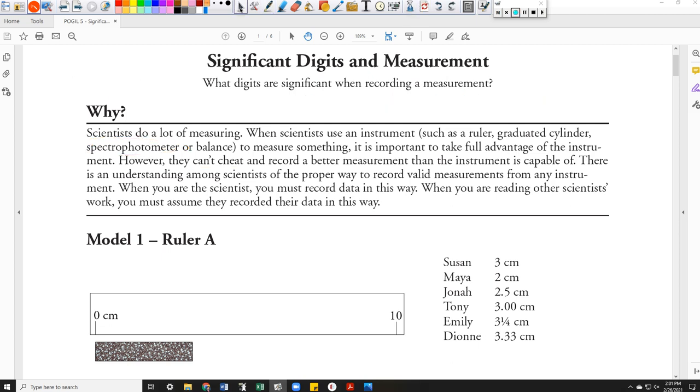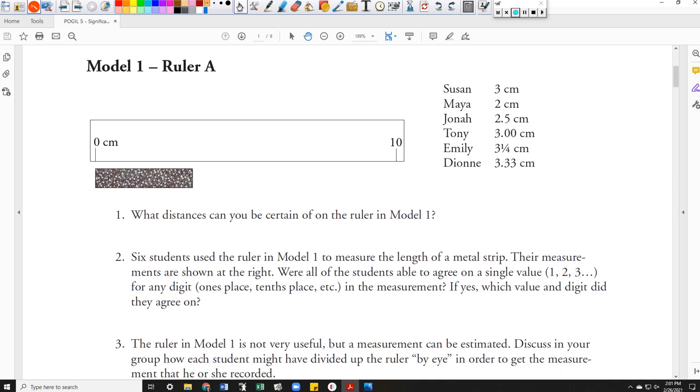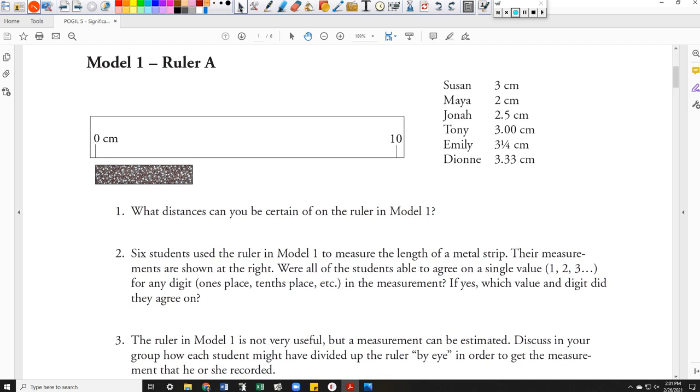So this little model gave you an example of using a ruler. If I handed you that ruler and said, measure the width of your desk, is that a good ruler to use? No, not at all, right? Do you agree that there's a lot of room for error in different estimated values in this? So, question one, what distances can you be certain of on that ruler?